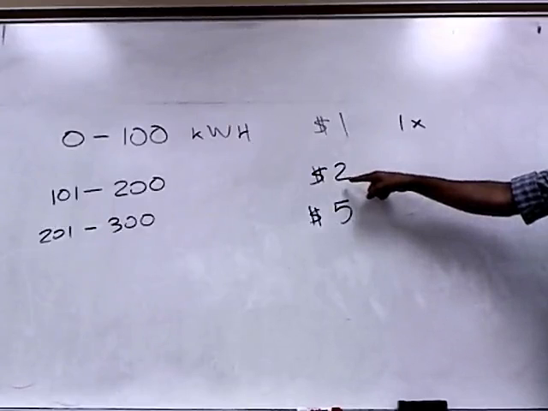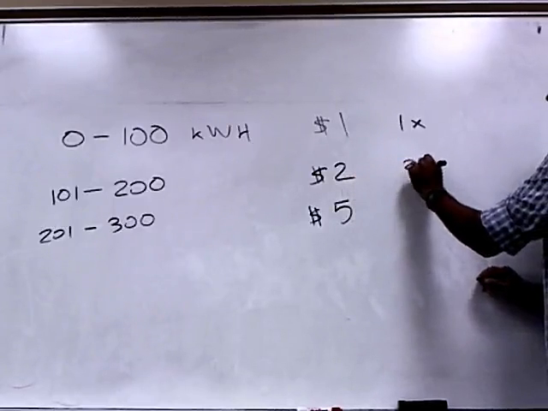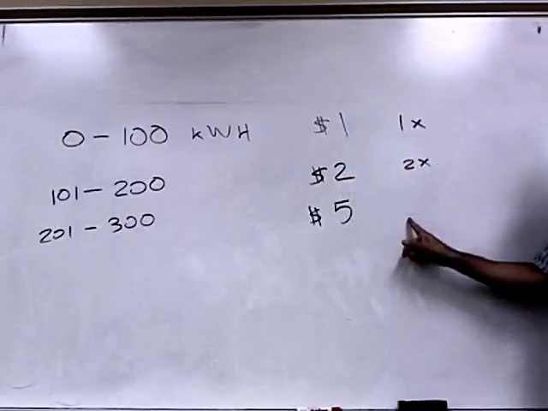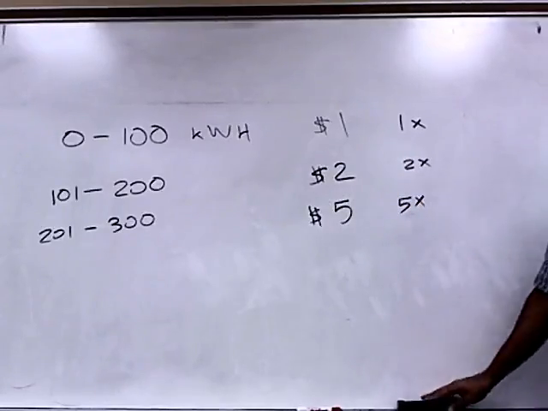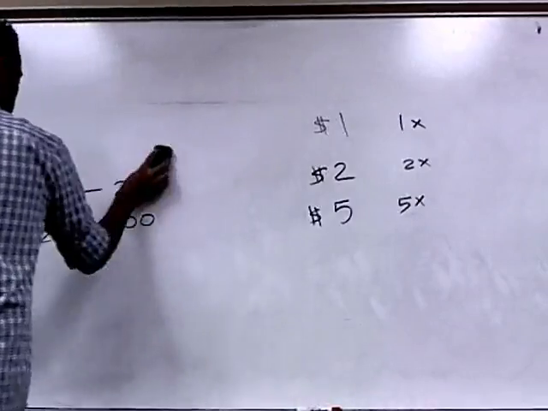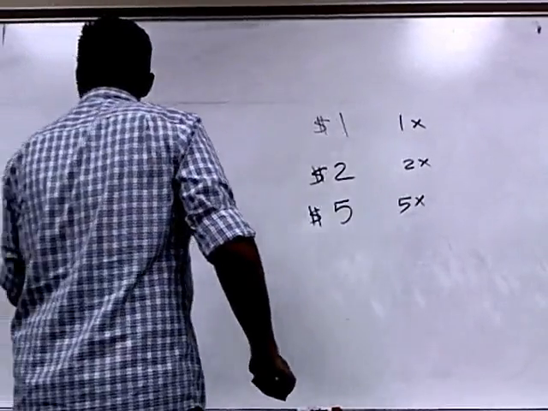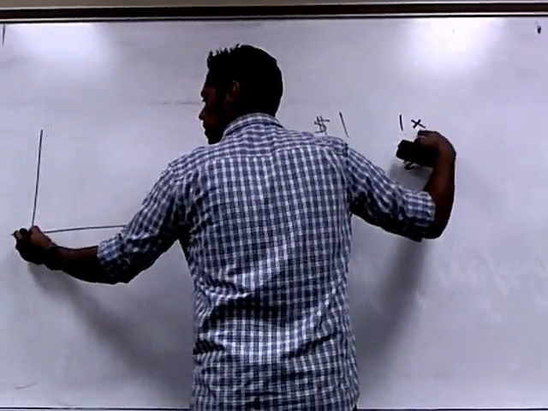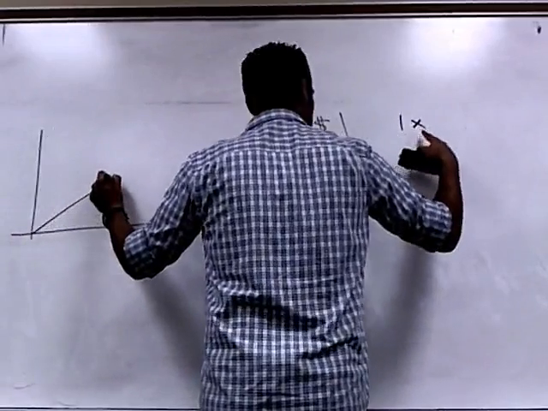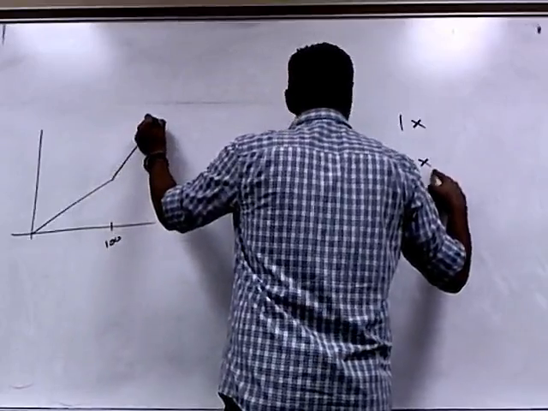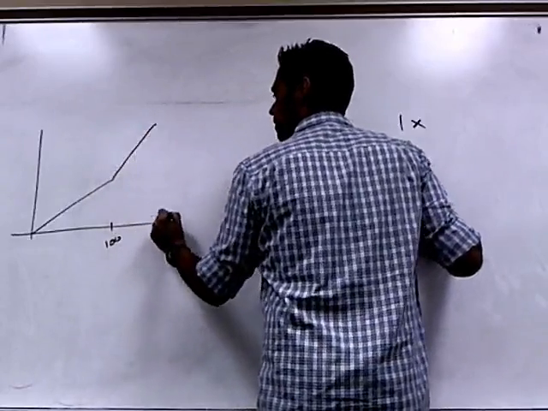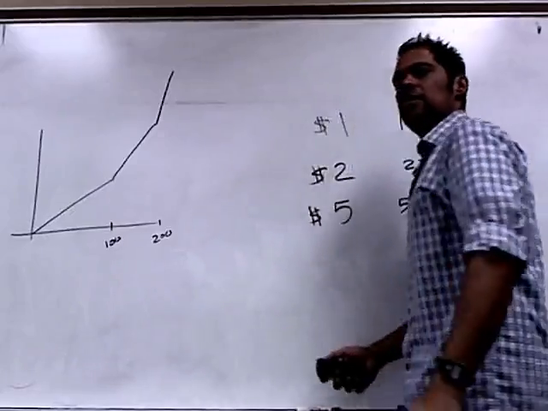Doesn't this graph look more like 2x? And then this graph looks more like 5x. Does that kind of make sense? So if you were to look at your costs as a graph, it would look like 1x has a slope of 1, and then it would switch after 100. It would switch to a steeper slope, and then once you get past 200, it would go even steeper. Does that kind of make sense?